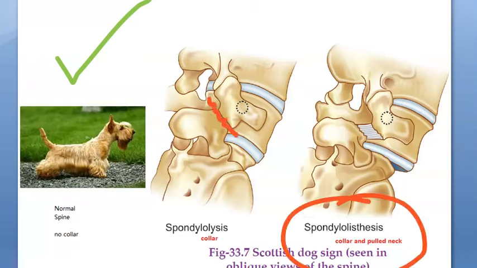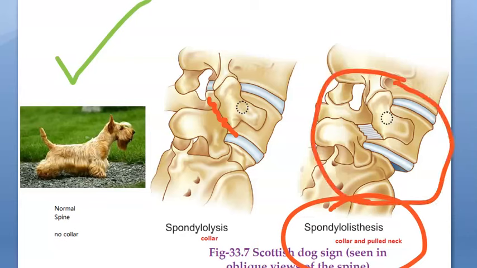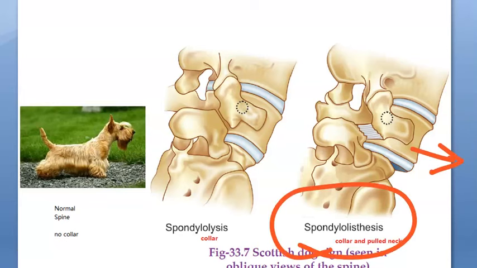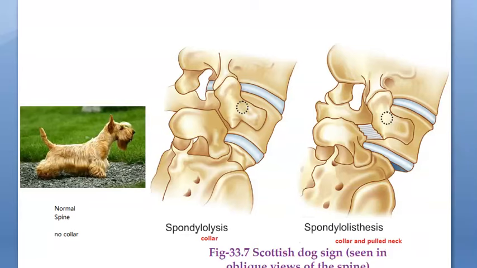And spondylolisthesis is what we are looking at in this video. In this, the dog seems to have some kind of a collar and a pulled neck. Actually, if you observe the intervertebral disc, the disc is compressed, and the vertebra has come forward. So this is spondylolisthesis. What is this? The anterior displacement of the vertebra, not of the disc.